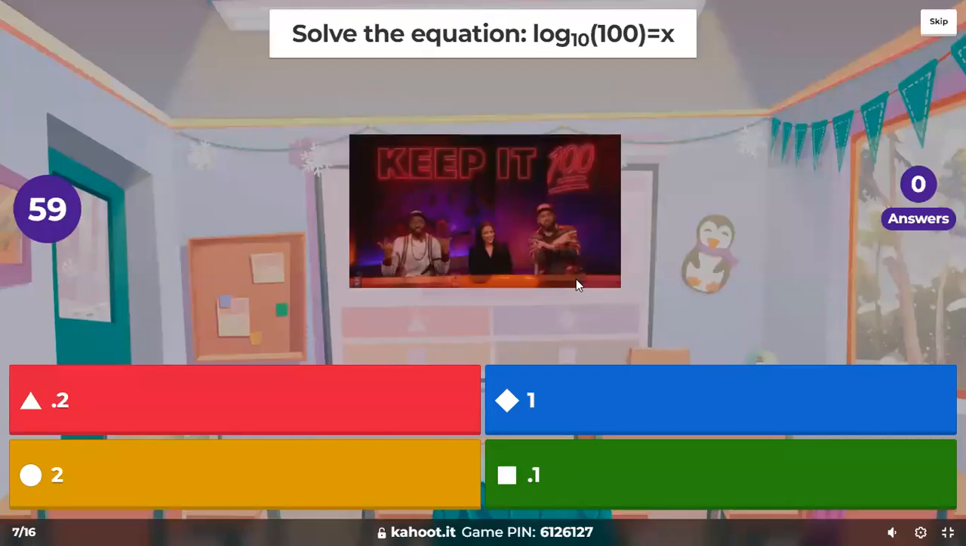Solve the equation. Log base 10, 100. Think about what the log is asking you for.